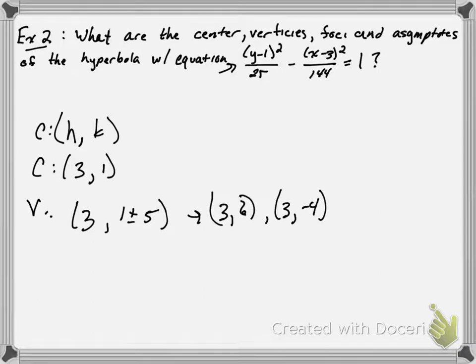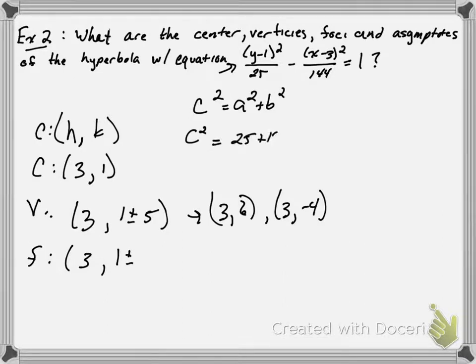Now my foci are still going to be the same thing. Because it's under the y, it's all effect on the y. That 3 is going to stay the same. It's not going to change. So 3 and then 1 plus or minus, but I've got to find out what my c is. Okay? So let's find what my c is. Remember, c squared equals a squared plus b squared now. We know what those things are, so c squared equals 25 plus 144. So c squared is going to equal 169.